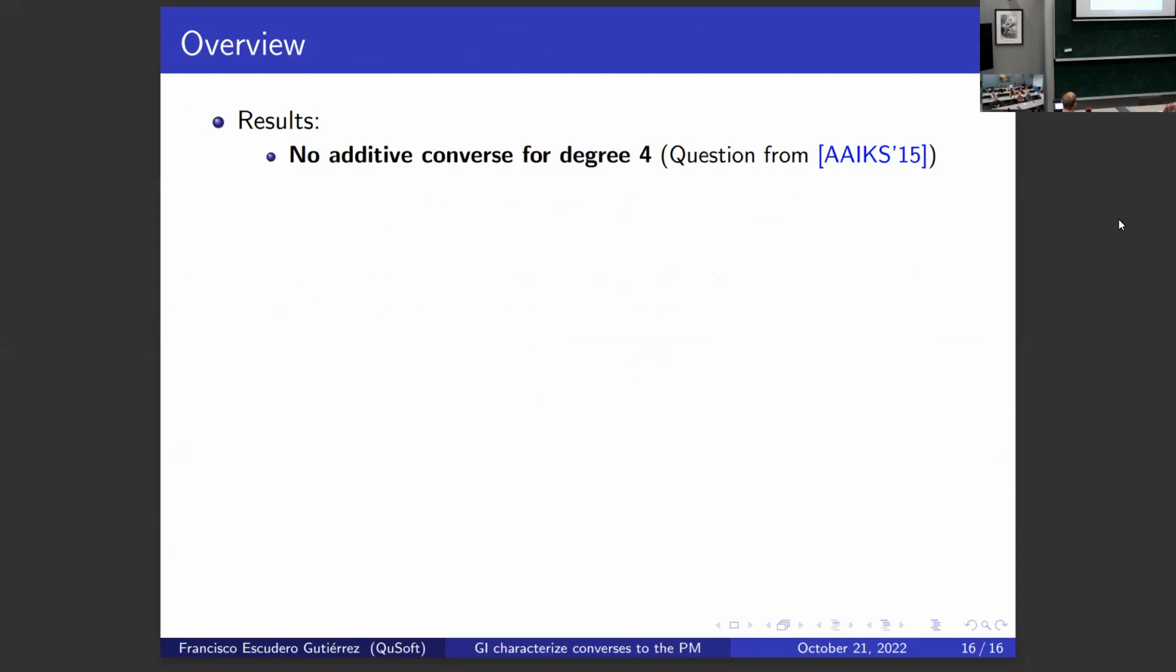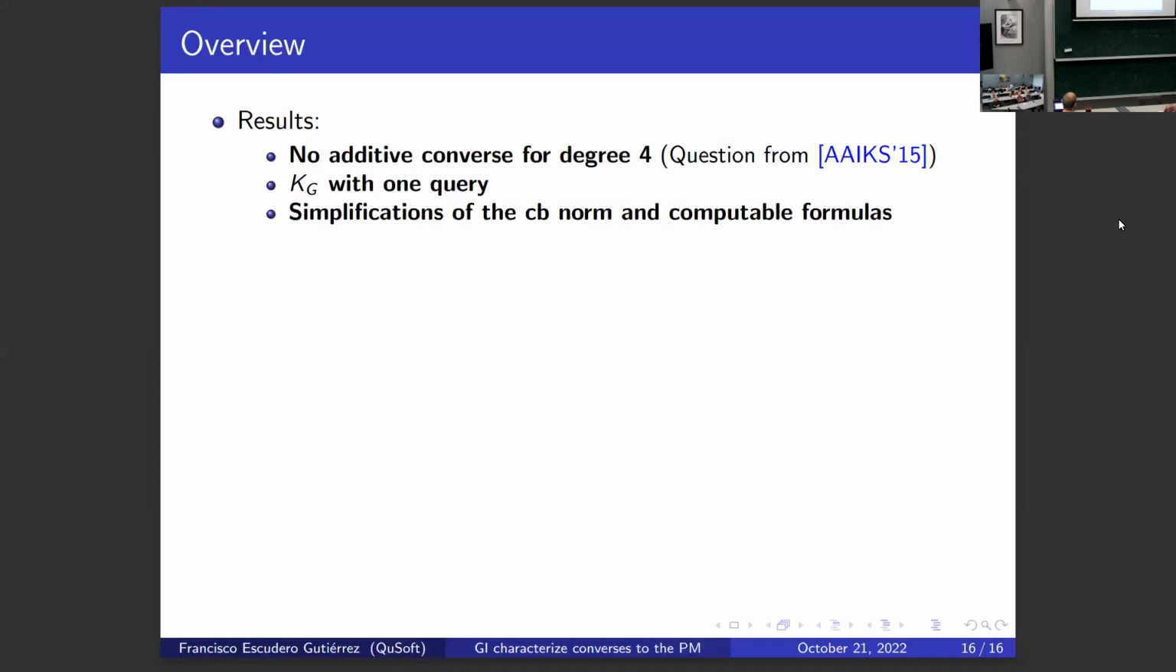I just want to summarize that what we have proved is that there is no converse. But the results are that we saw that there is no additive converse for polynomials of degree 4, which kind of answers a question of Aaronson and co-authors. Also, we have characterized the Grothendieck inequality with one query quantum algorithms, and we have simplified the completely bounded norm, which is something nice because now people can understand it a bit better and maybe use it on other problems.